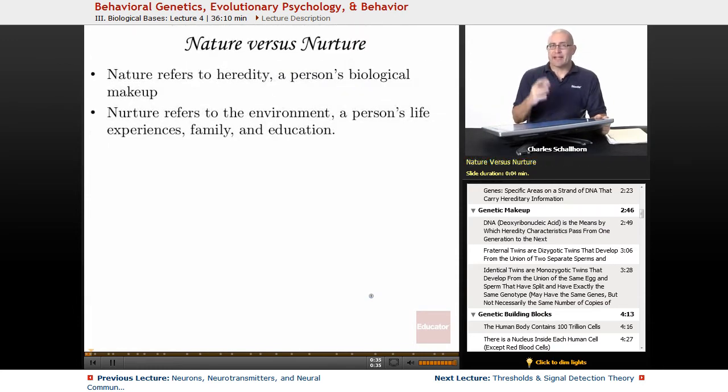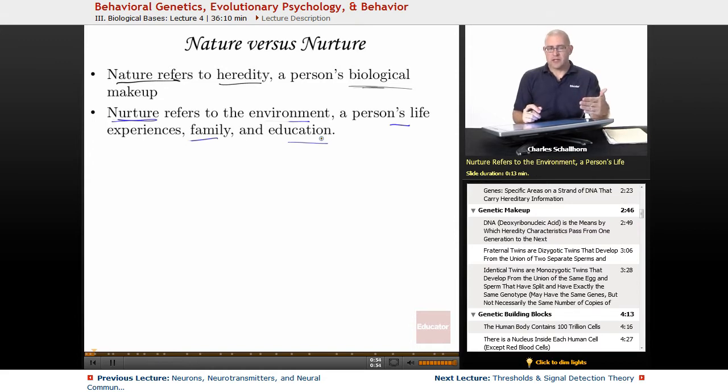Nature versus nurture, the big question in psychology. Nature refers to heredity, a person's biological makeup, and so we're talking about their genetics. Nurture refers to their environment, so a person's life experiences, family, education, their school life, etc. So nature, biological, nurture, environmental.